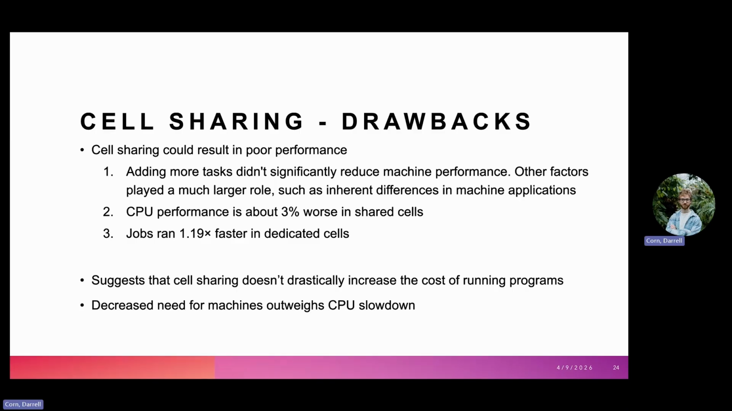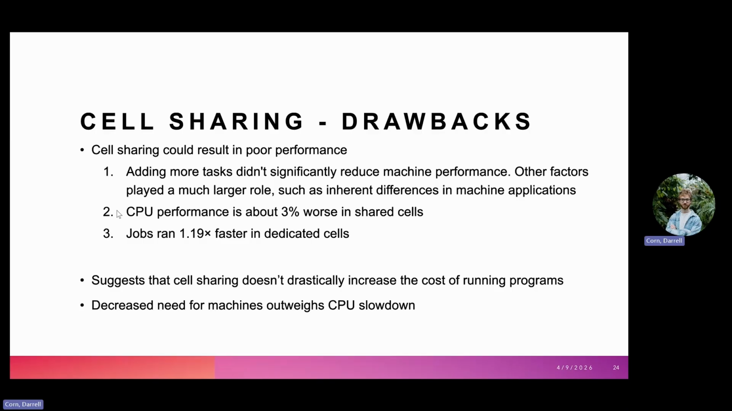Now, there are a few drawbacks to cell sharing. Cramming machines full of jobs will negatively impact CPU performance. So to test if this was true, the authors implemented some experiments and found the following 3 results. First, the authors found that adding more tasks to the machine didn't significantly reduce machine performance. Instead, they found that other factors played a much larger role, such as inherent differences in machine applications.